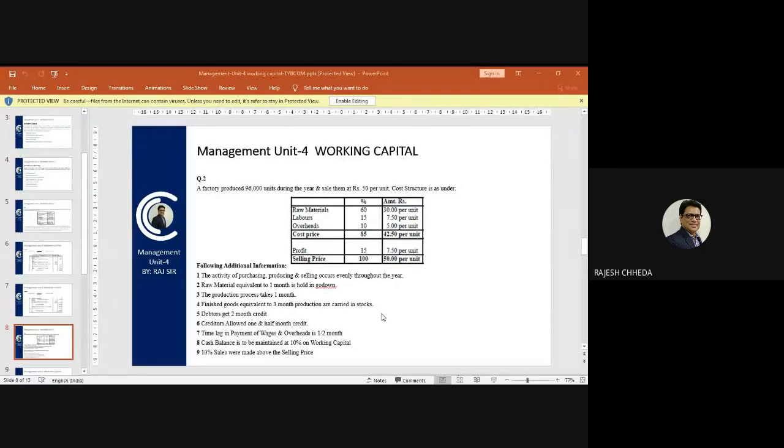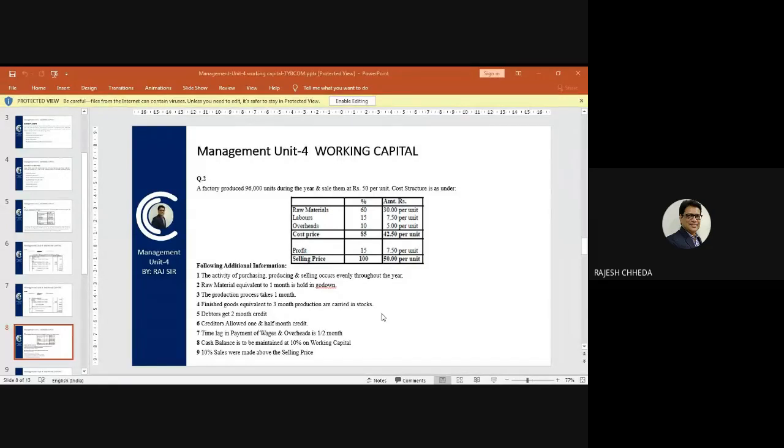Understood? Now this table says that raw material cost is rupees 30 per unit, labor 7 rupees 50 paisa per unit, overheads 5 rupees per unit, total cost 42.50 per unit, and selling price is already given as 50 rupees, and that leaves a profit of 7.50 per unit.